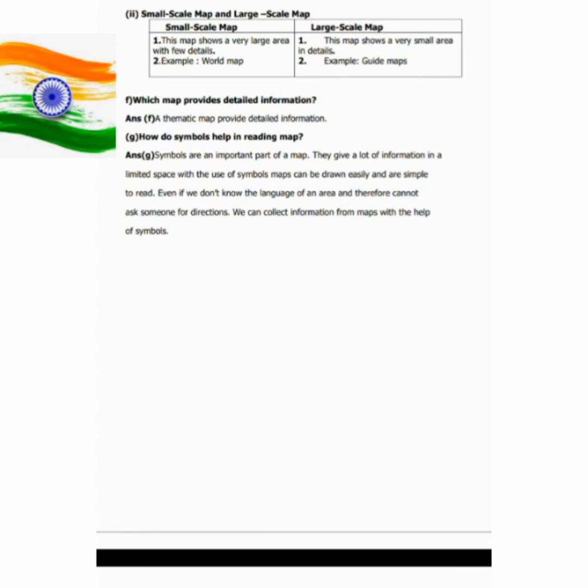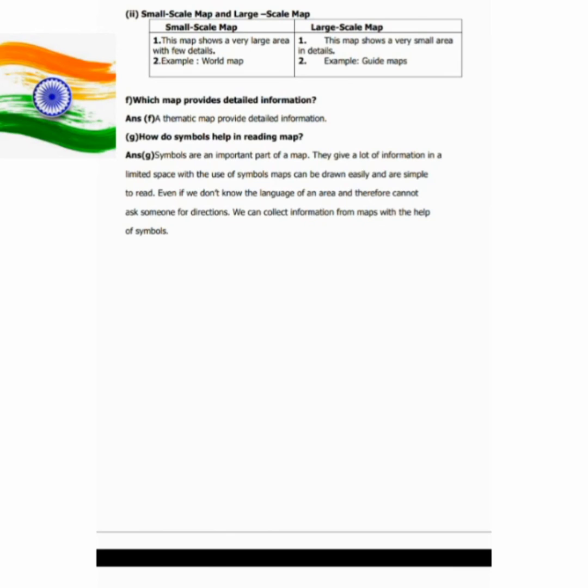Now coming to question F, which map provides detailed information? So a thematic map provides detailed information. Now coming to question G, how do symbols help in reading map?